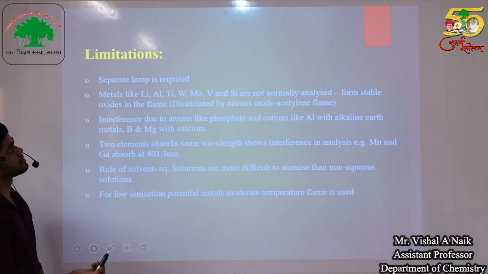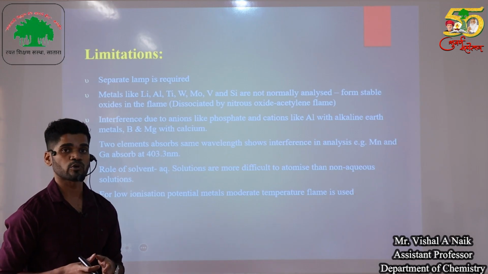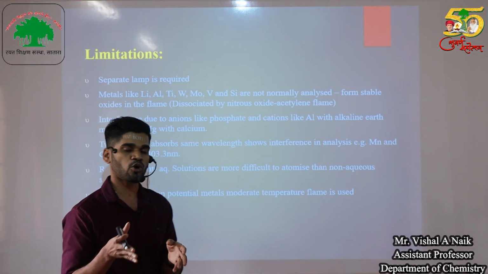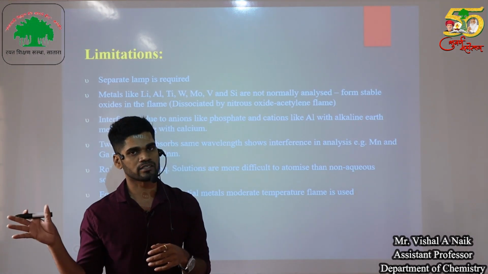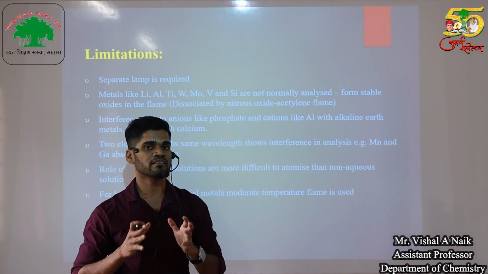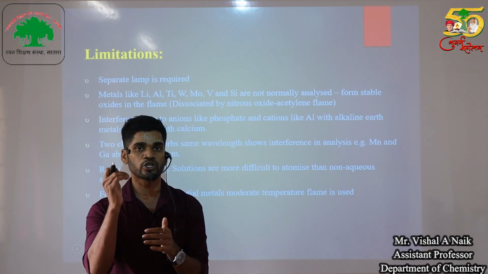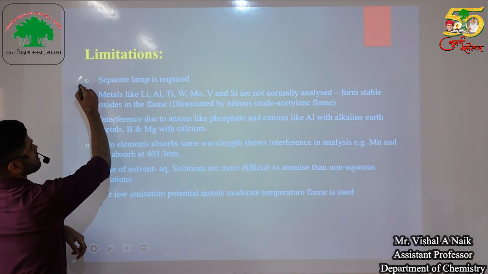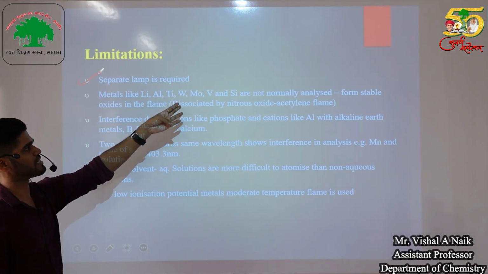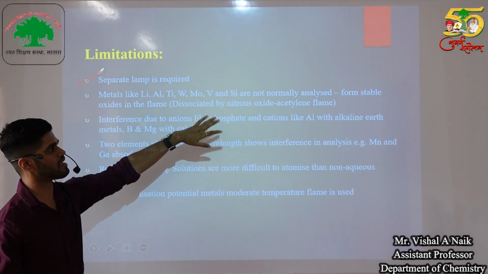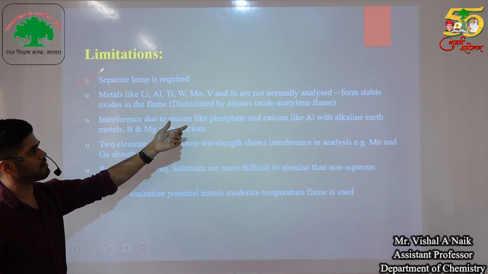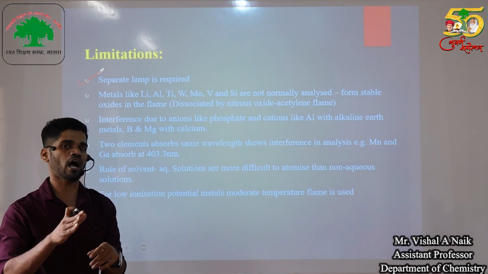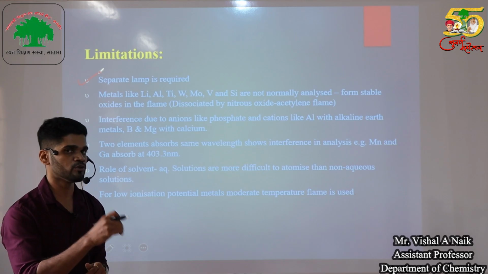And the last but not least, the limitations of the atomic absorption spectrophotometer. A separate lamp is required, so the cost of that particular instrument is very large. But nowadays multi-channel lamps are used to reduce the cost. So this is the general limitation of our AAS, that a separate lamp is required. Then metals like lithium, aluminium, titanium, tungsten and molybdenum are not normally analyzed in AAS, because they are dissociated by the nitrous oxide-acetylene flame. If dissociation takes place, we cannot determine the actual amount by using AAS.